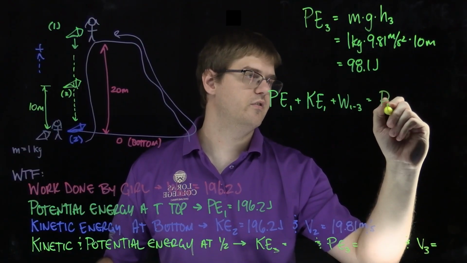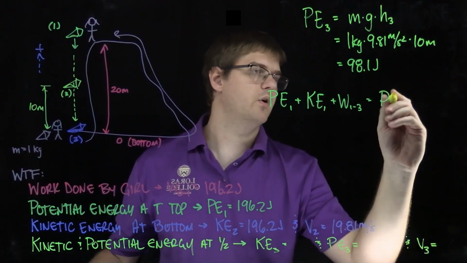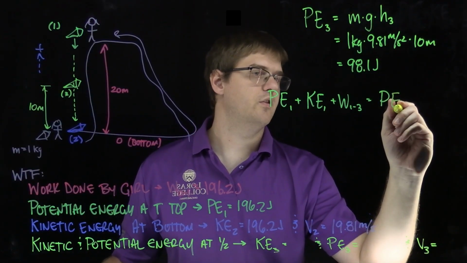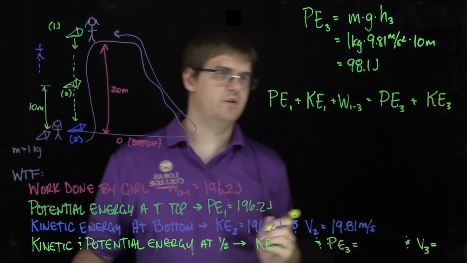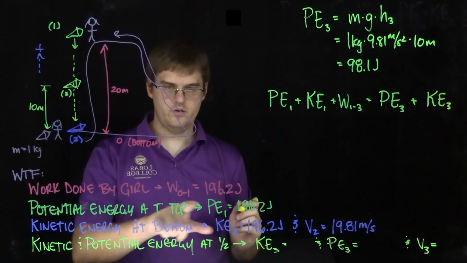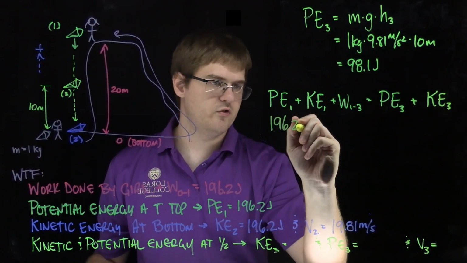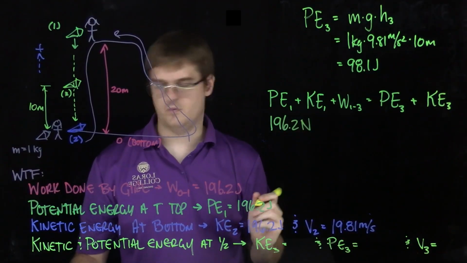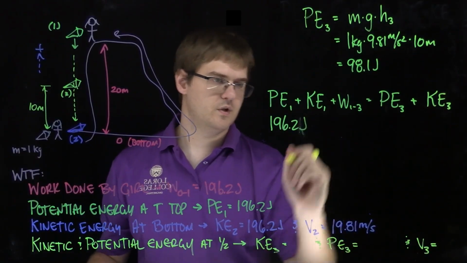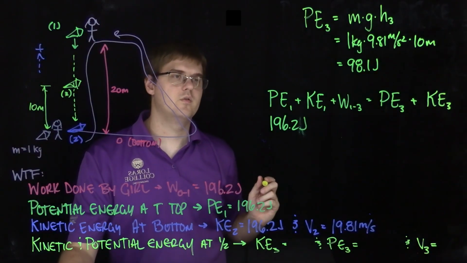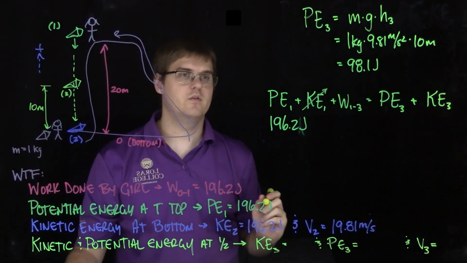Potential energy, oops, really can't use my finger like I can do on a chalkboard. Potential energy at 3 plus kinetic energy at 3. Potential energy at 1, I have right here, 196.2 joules. I'm still on exam 1 questions in my head. Kinetic energy at 1, we're not moving, so 0.